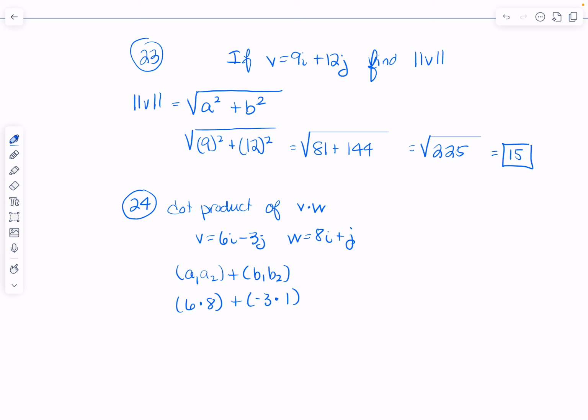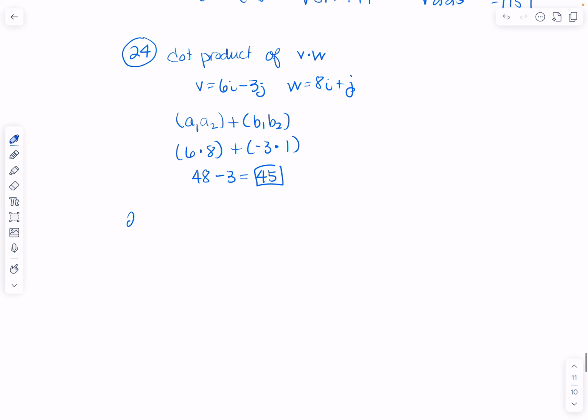So 6 times 8 is 48. 3 times 1 is 3, so negative 3. So 48 less 3 is going to give me 45. And that is the dot product of those two vectors. All right, number 25. Might as well keep on going here.